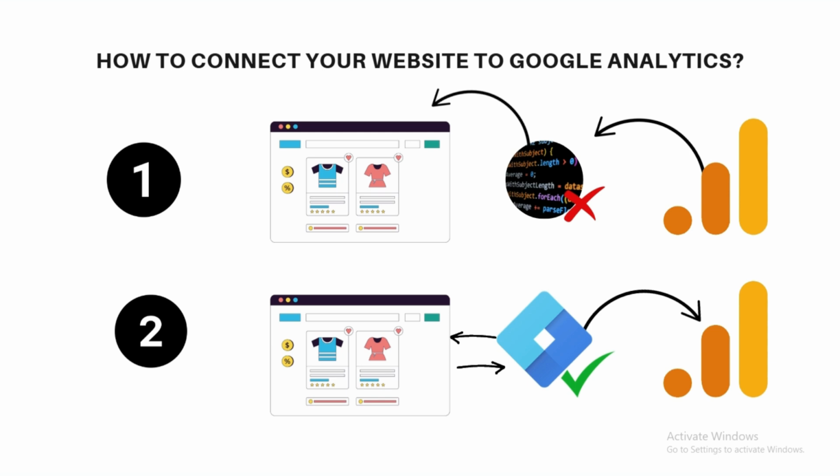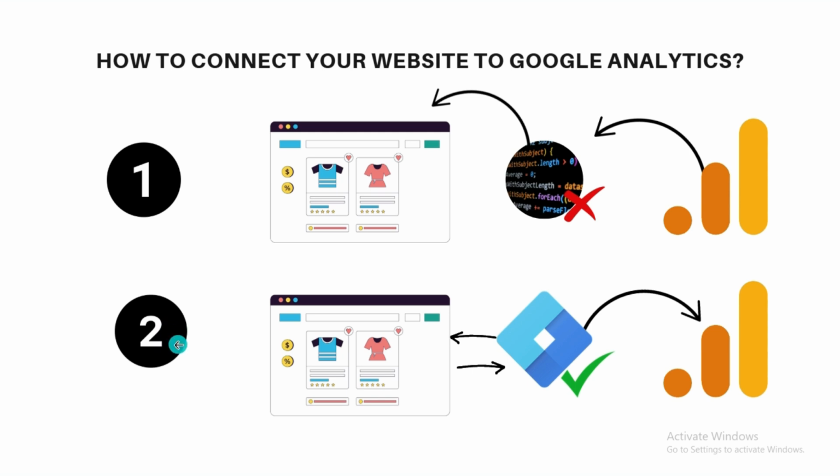How to connect your website to Google Analytics? There are two ways to do this. One, using the Google Analytics configuration code from Google Analytics and pasting it into your website header section. The limitation is that this method only tracks the number of visitors. It won't provide detailed data such as who clicked add to cart or completed a purchase.